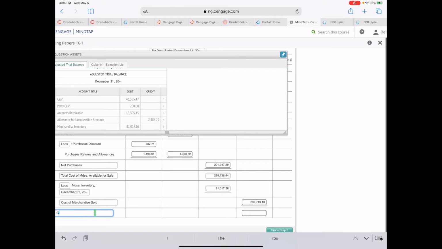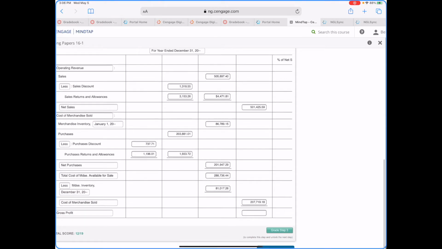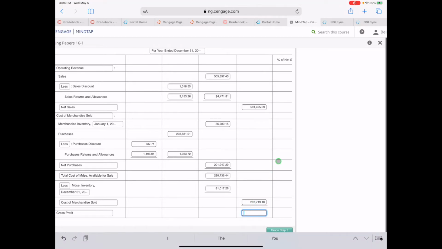Okay, then we will figure out gross profit. Our gross profit, we have to take our net sales minus what it cost to sell them, and our profit will be $293,706.41.